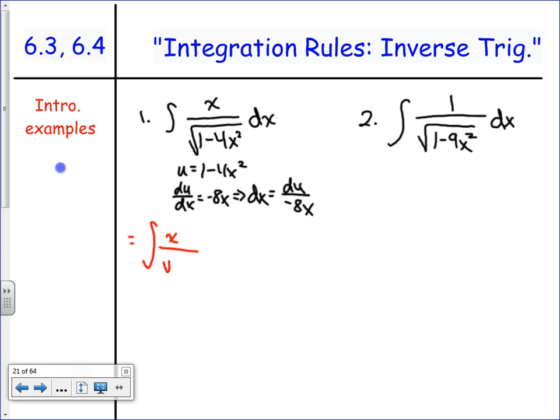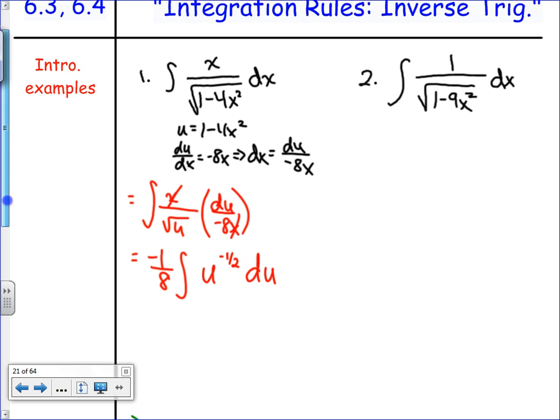So I have x over root u times du over negative 8x. Yay, x's are gone. And now the only extra thing I have is a negative 8. What can happen to that negative 8? Pull it out, but it's a 1/8, because it's in the denominator. Now, some of you would say 1 over root u, use an ln, and I say no, because what is 1 over root u? U to the negative 1/2. Don't forget, if it's in the denominator, you can make it a negative power. And the only negative power I have to watch out for is negative 1.